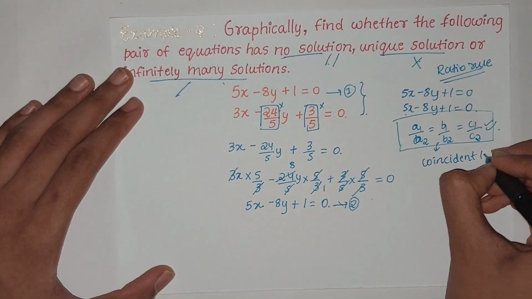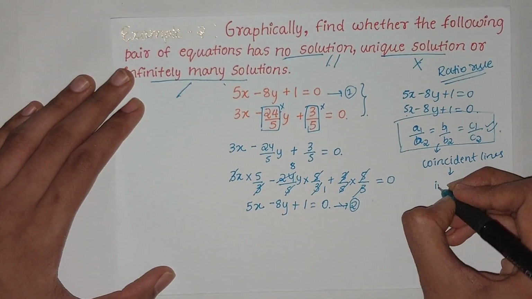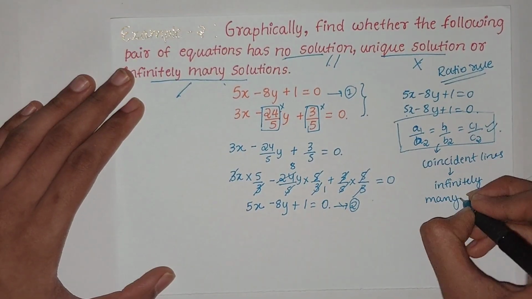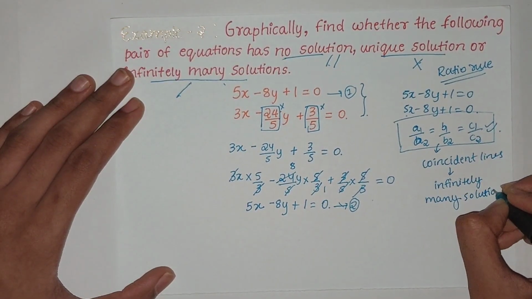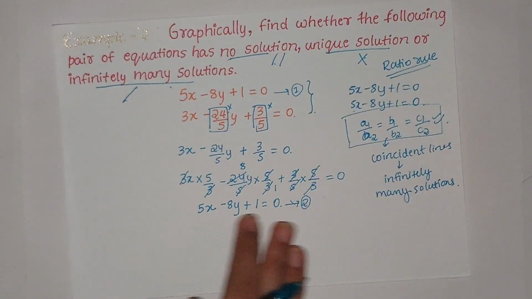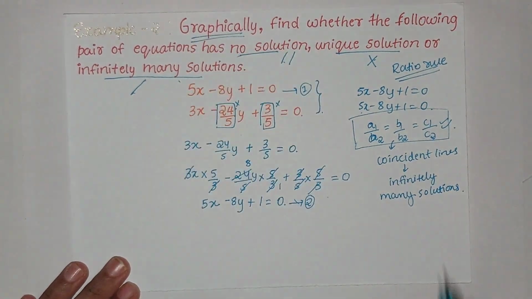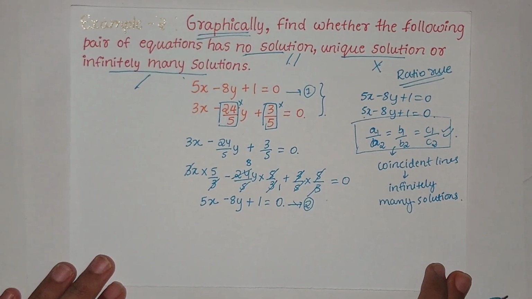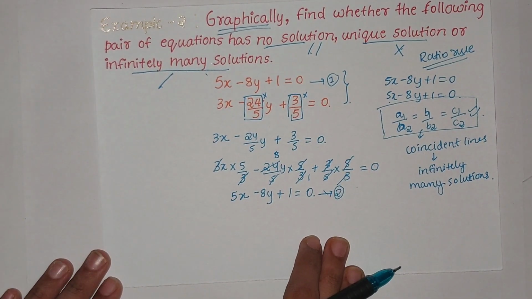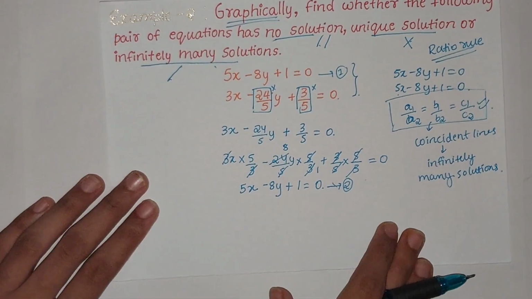Coincident lines mean you will have infinitely many solutions. Got it? Now, but they have told you to find it graphically, and that is why we need to use a graph. For that, you must first find the coordinates, isn't it? So yes, let's first find out the coordinates.